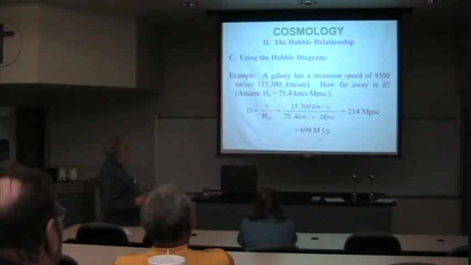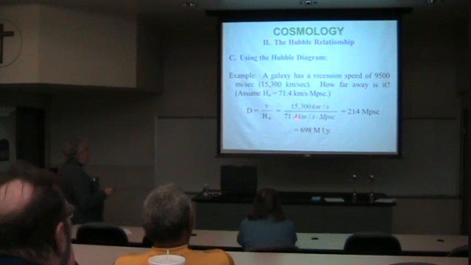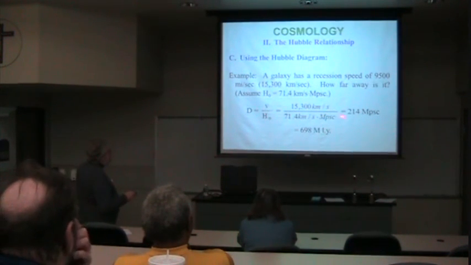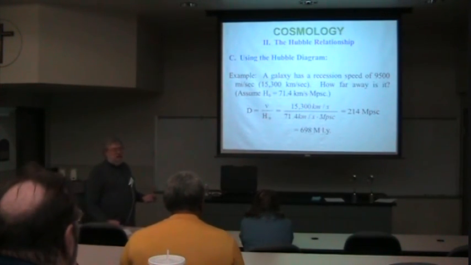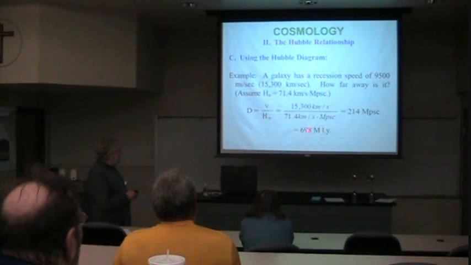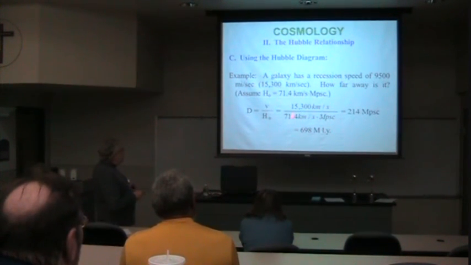Okay, here's an example of that kind of calculation. You measure a galaxy that's receding from us at 9,500 miles per second, or 15.3 kilometers per second. How far away is it? We're making the assumption that this is this year's version of the Hubble Constant, and we put that in and calculate the distance as 214 megaparsecs, or 698 million light years. That's got maybe too many significant figures. I'd call it like 700. That would be more reasonable than saying we know that to that degree of accuracy, but this is the way the calculation just happened to come out.